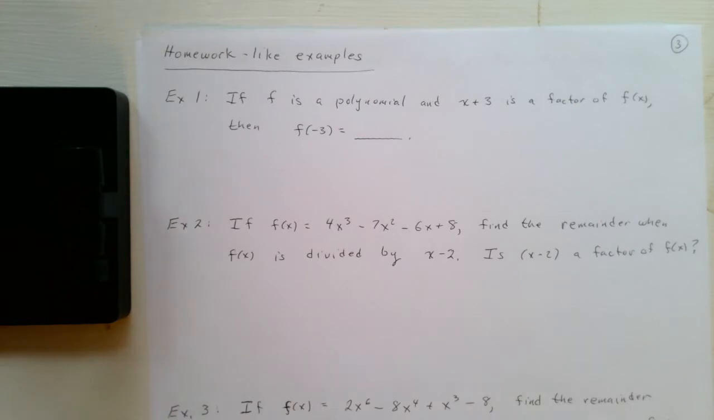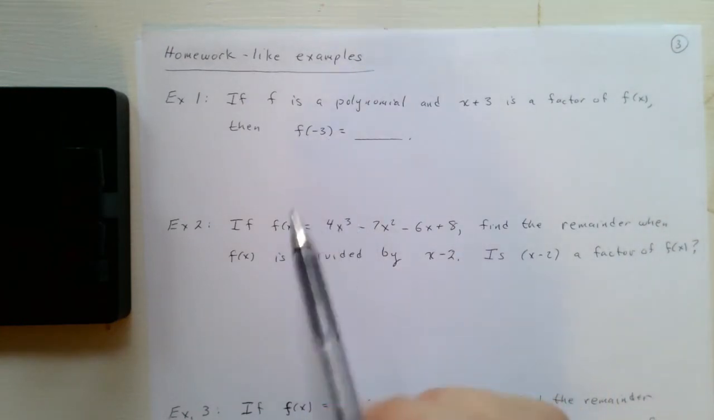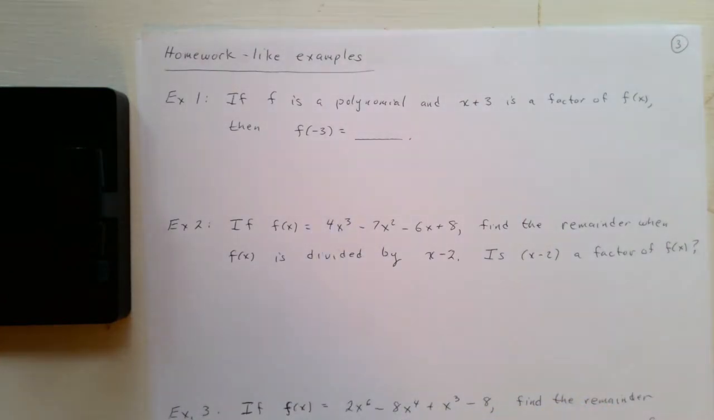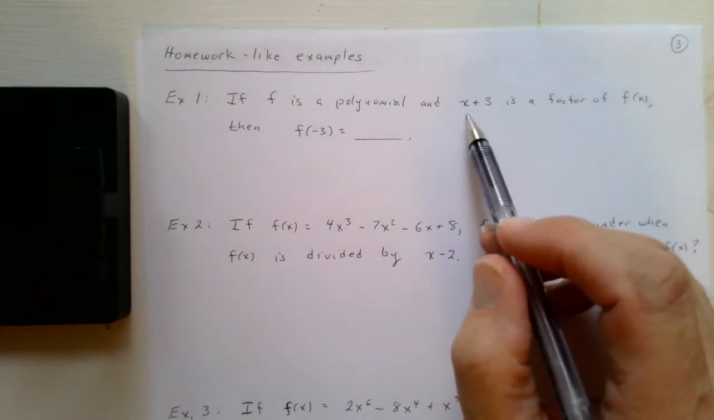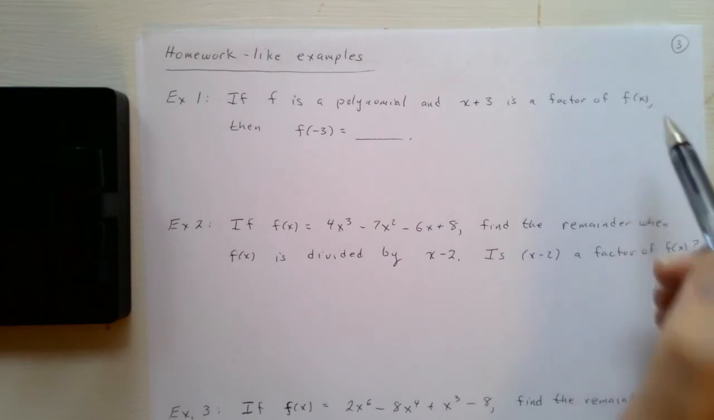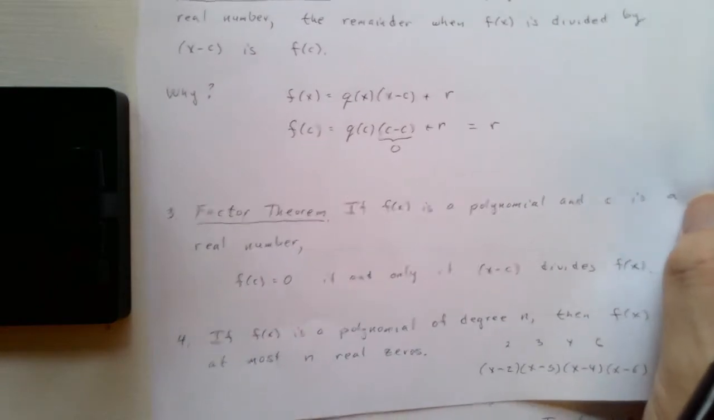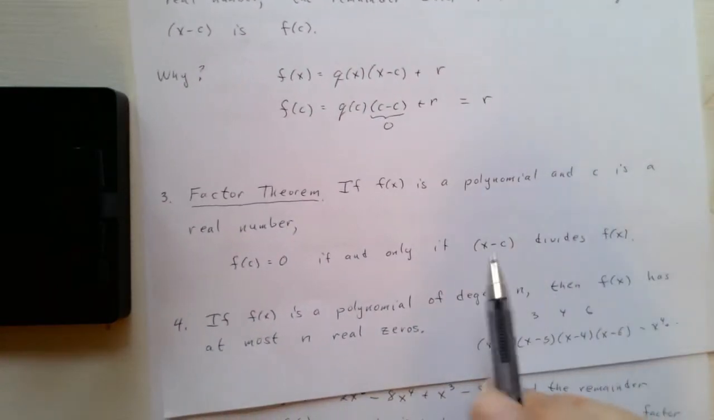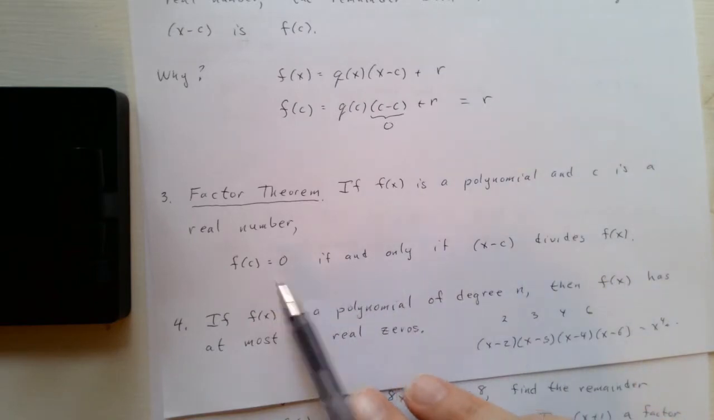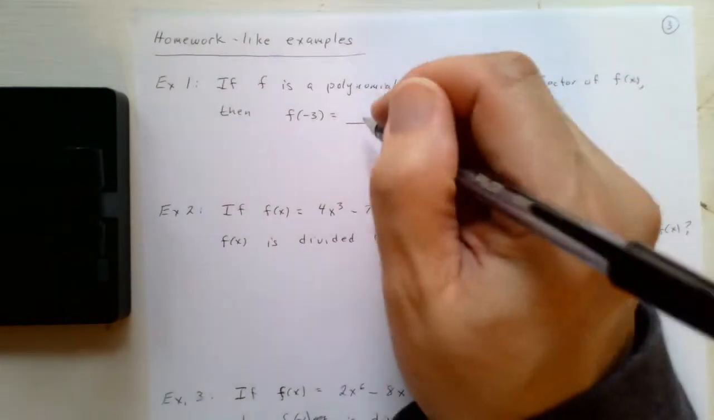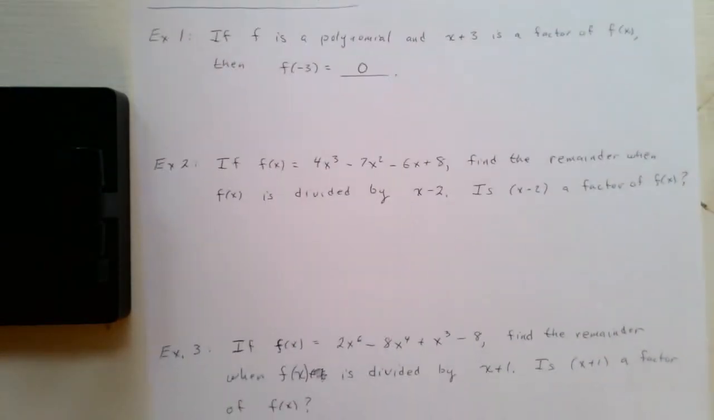So in example 1, if f is a polynomial and x plus 3 is a factor of f of x, what's f of minus 3? Well, for this we use our factor theorem. Because if x plus 3 divides f of x, and if you remember the factor theorem that we just looked at, it says x minus c divides f of x if and only if f of c is 0. So that's going to be the remainder. So f of negative 3 is just 0 because it's a factor.